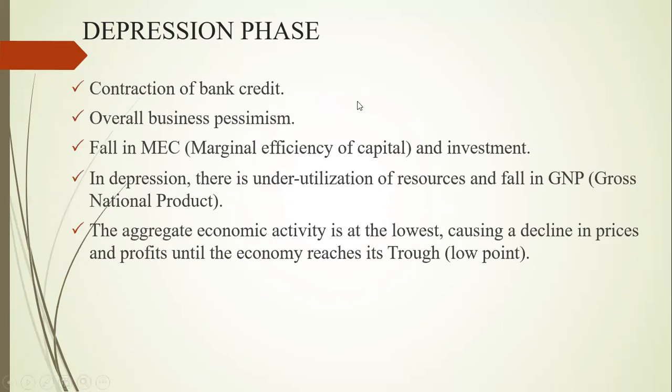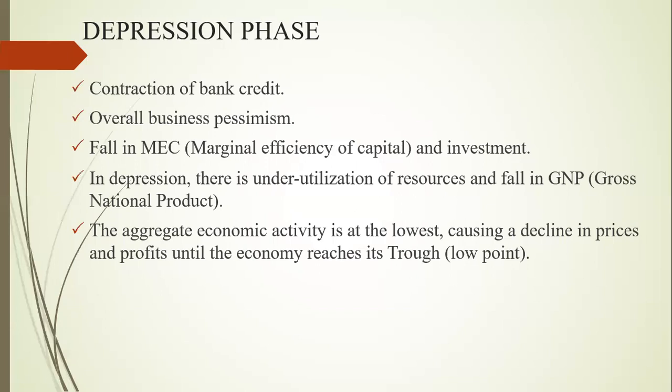Contraction of bank credits, because people will not take credit from the banks. That optimism or the positive scenario they will not see, so the risk will be more here, so they will not take the risk. Pessimism will be there. Fall in marginal efficiency of capital and investment will be there. And there is underutilization of resources, means how much ever resources are there, the industrial sector will not utilize them. Like that time there will be enough manpower, but they will not utilize that.